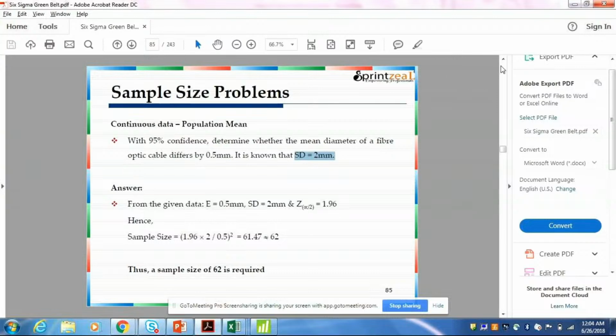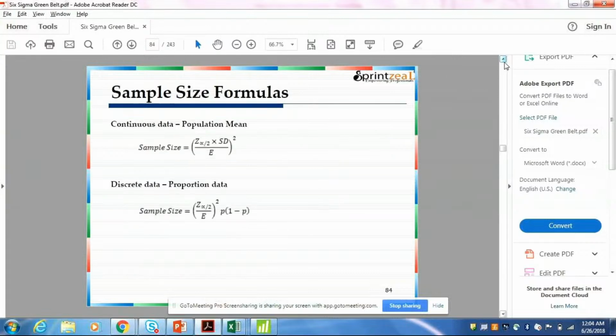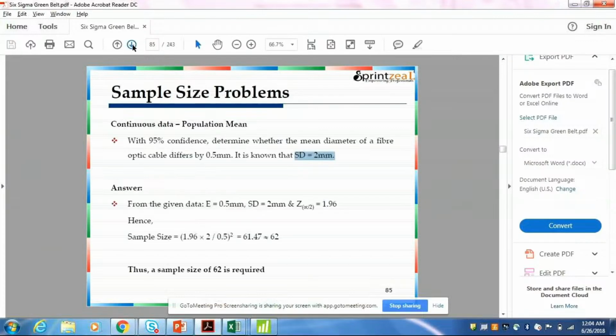First I'll show you the formula, and then rather than Minitab, I'll show you the calculator. The sample size is Z alpha by 2 multiplied by standard deviation divided by E, and square of everything. So here we have the value of E, which is the error, 0.5 mm. Standard deviation we have 2 mm. Z alpha by 2 is 1.96. Just remember right now that Z alpha by 2 is 1.96.